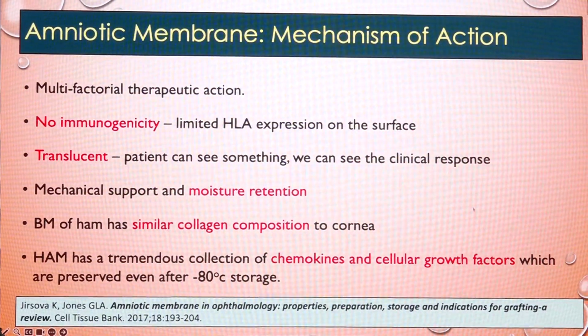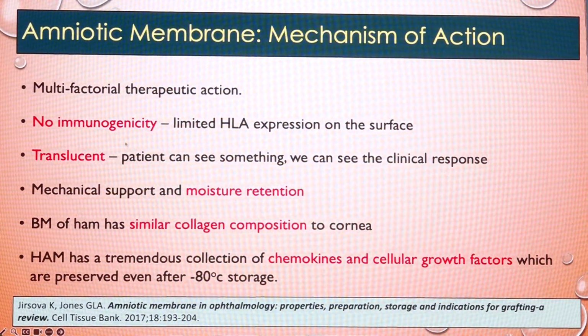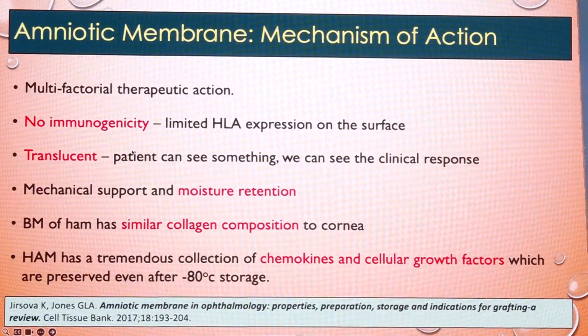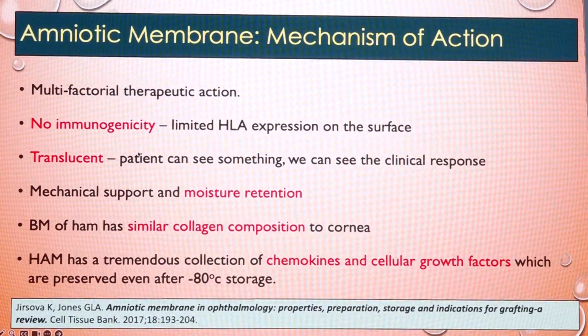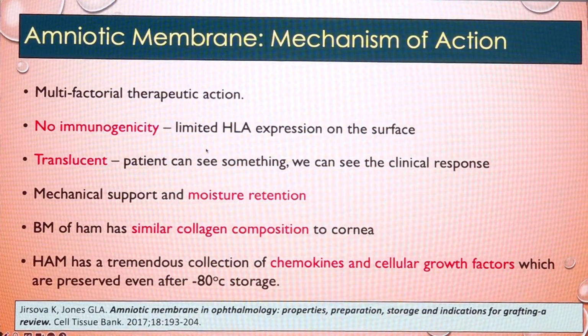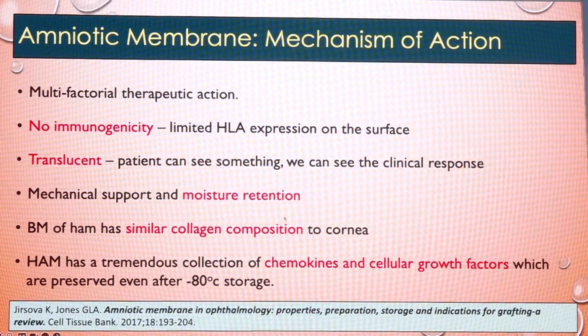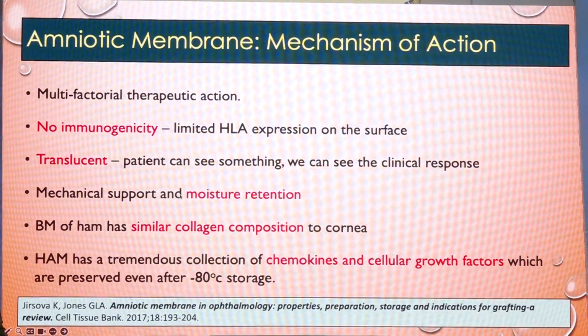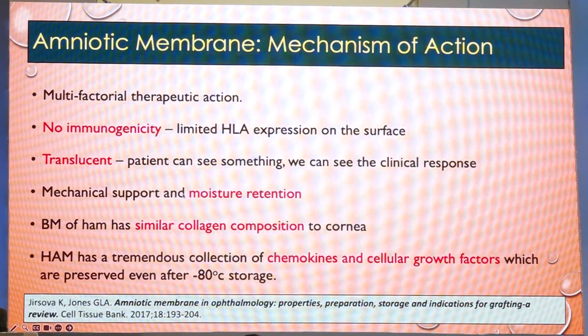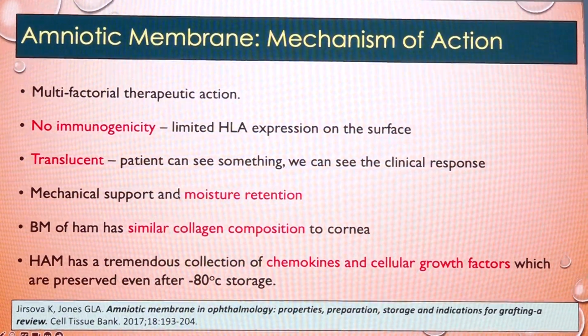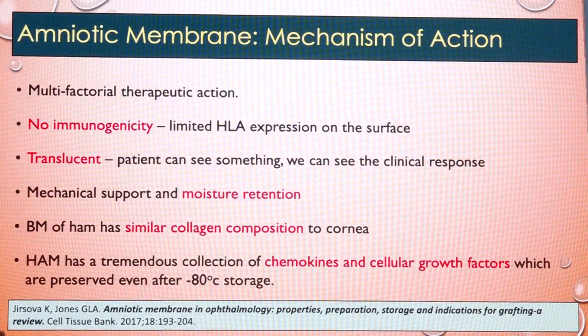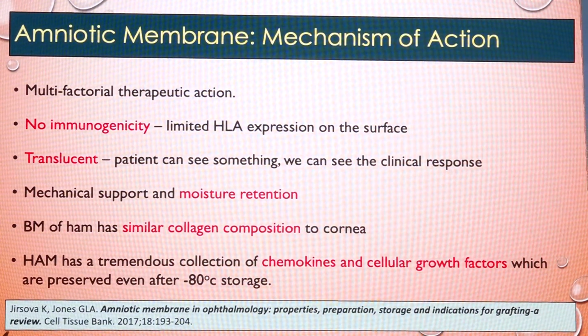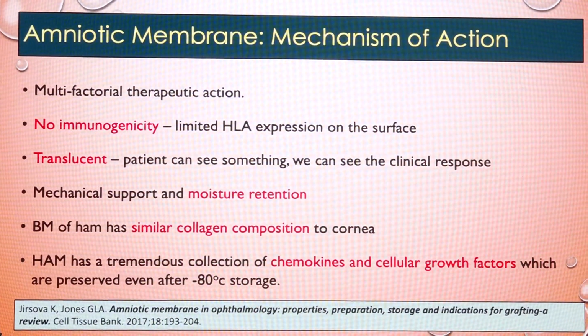Now the other advantage is there is no immunogenicity. This is something which is connecting the mother and the child, so definitely it has got no immunogenicity. And it is an extremely tough tissue. Although it is so thin, if you try to stretch and tear an amniotic membrane, you will find it's very difficult, because this is something which is bearing the weight of the fetus plus the fluid.